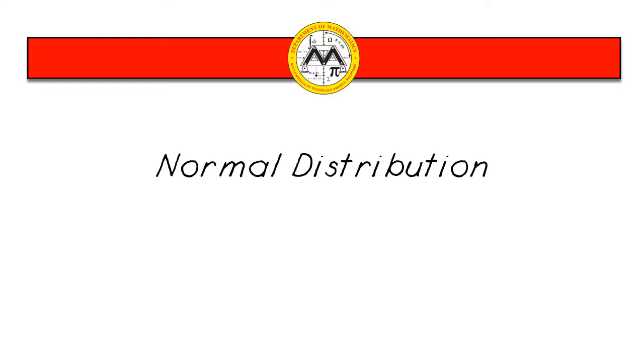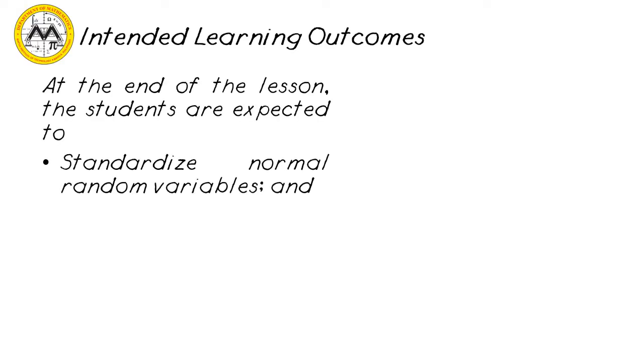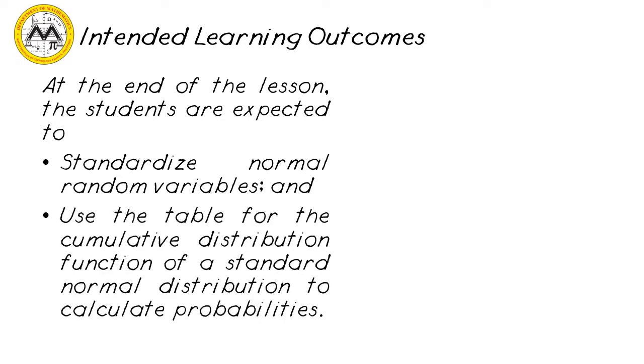Hello everyone, today we're going to discuss the normal distribution. Normal distribution is a special type of continuous random variable. This still addresses the topic: compute for the probability distribution of a random variable for both discrete and continuous data. For these lessons, we're going to standardize a normal random variable and use the table for the cumulative distribution function of a standard normal distribution to calculate probabilities.